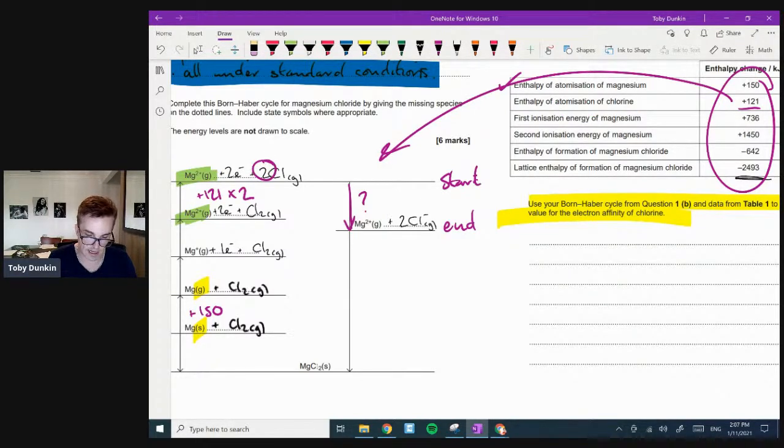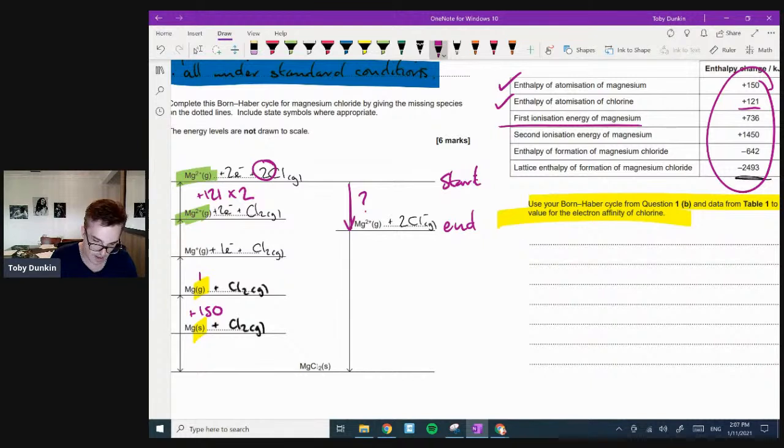Next, the first ionization energy, take that one off, first ionization energy of magnesium, that's going in here at plus 736. Next, the second ionization energy of magnesium is plus 1450. Notice that they're all endothermic and that they're going up. That makes sense as well. We're okay with that one.